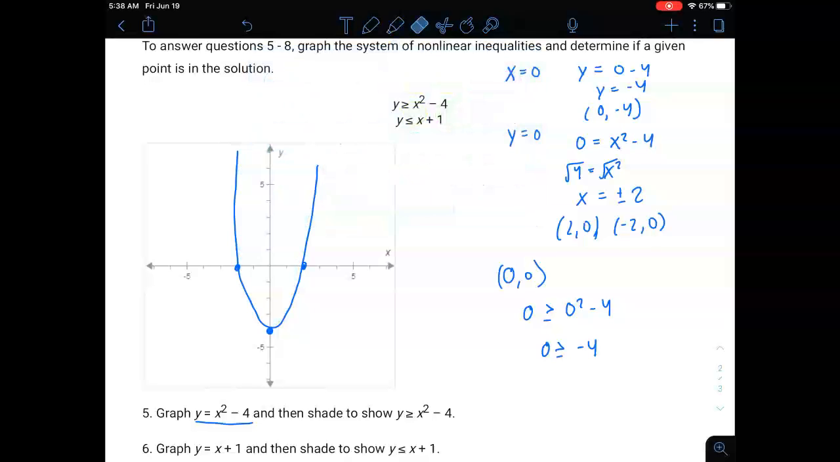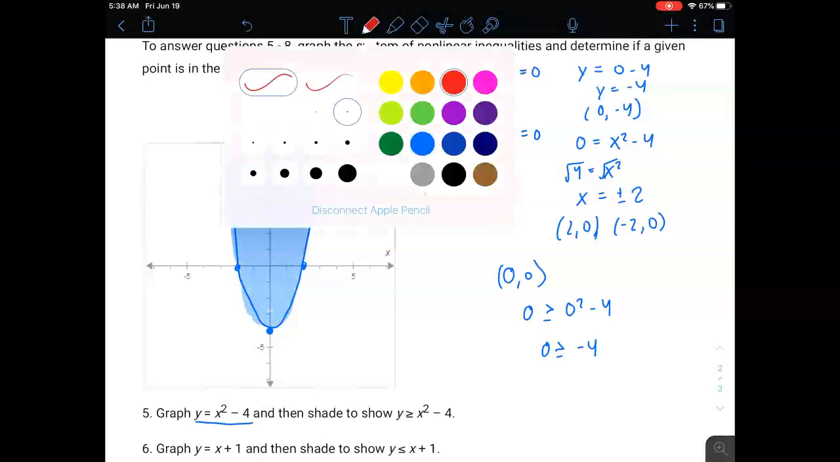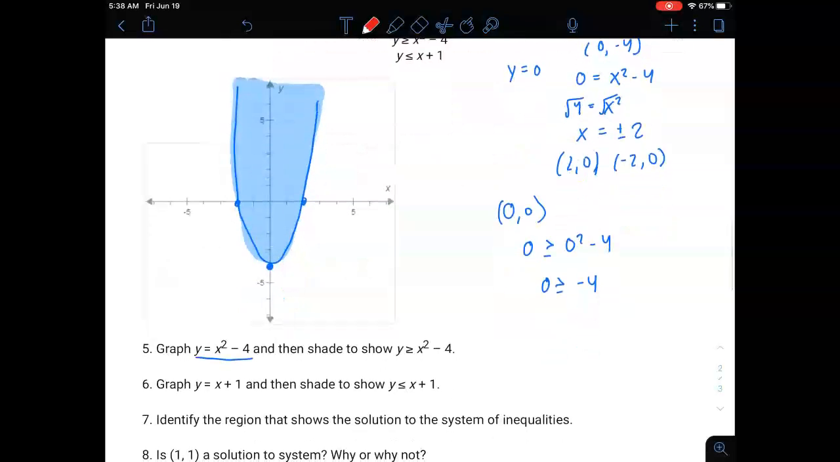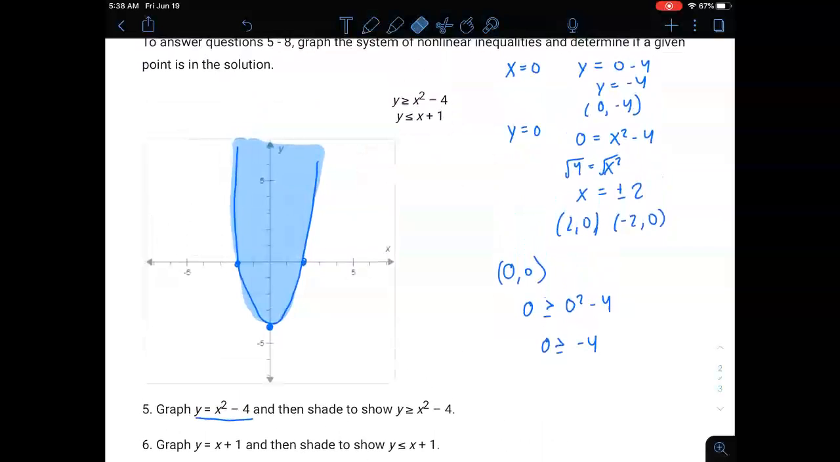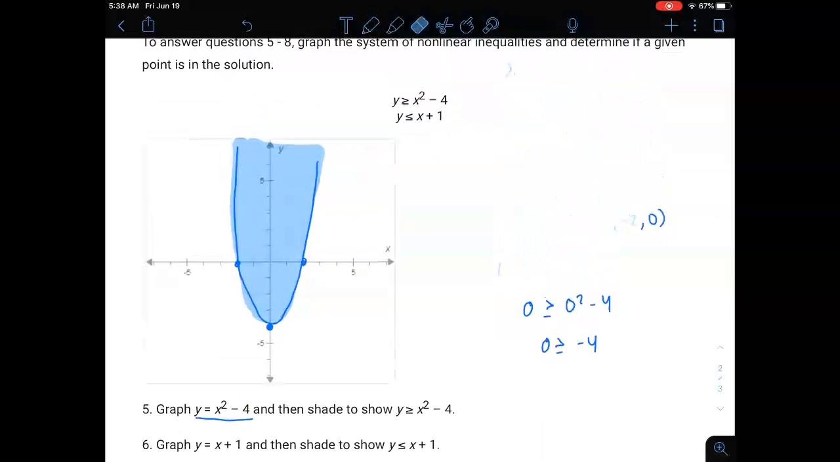All right. Ooh, that bothers me. Let me fix that here real quick. All right, this is our shaded region. Now, if we go to the next one, graph y equals x plus 1 to show the next inequality. So I'm going to erase my work here to make space.